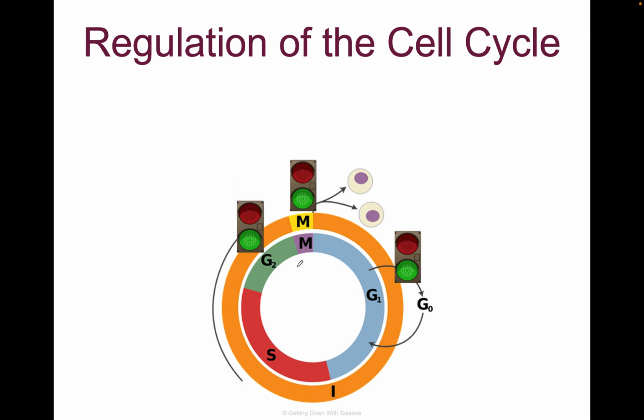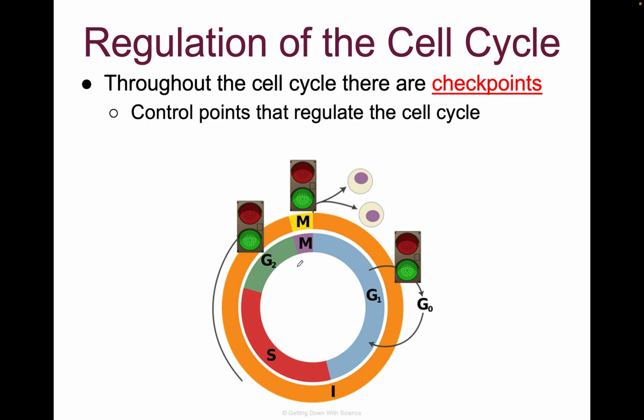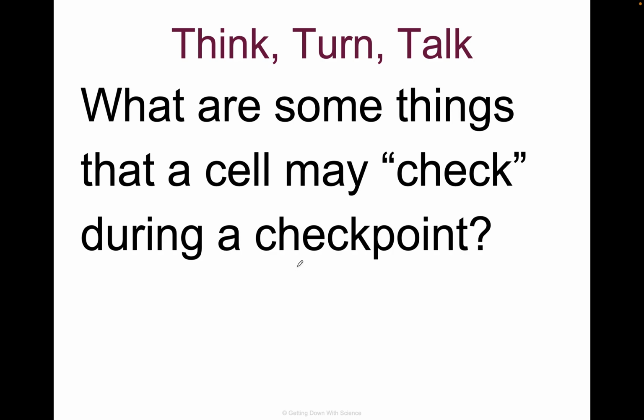How do we regulate it? We can't just let it happen. That'd be wild. The cell cycle goes through checkpoints. These are control points that regulate the cell cycle, and cells will receive stop and go signals. So if it's not up to par, they'll say stop. We don't want you to divide anymore. We're going to skip this.